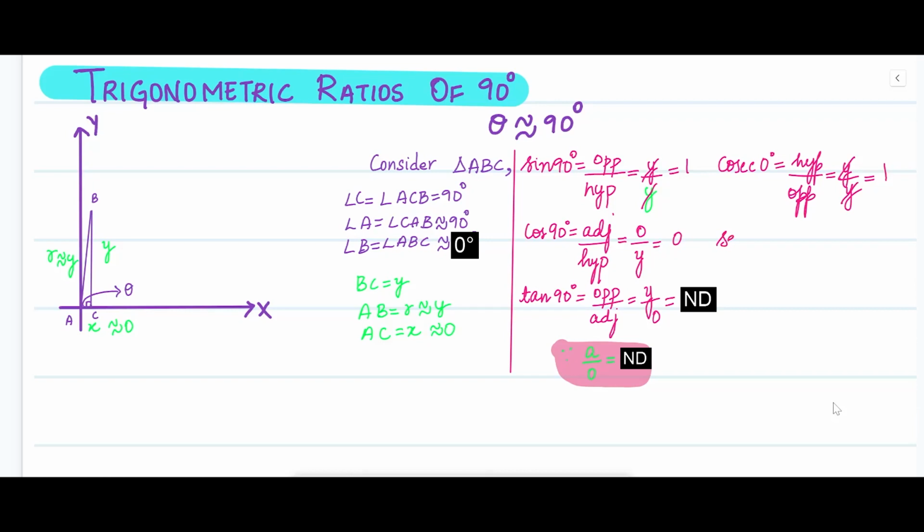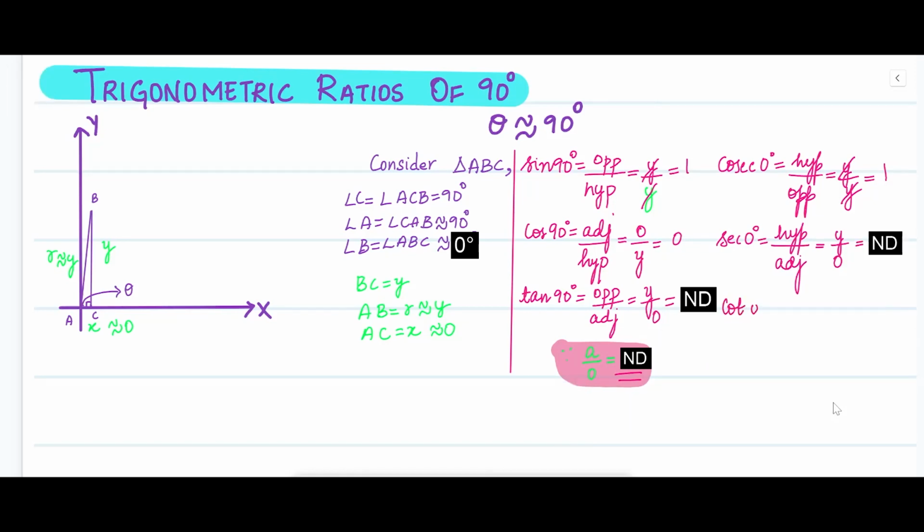Next one is secant 90 degrees, which has the ratio hypotenuse side divided by the adjacent side. So here we can see that secant theta is the reciprocal of cos theta. The hypotenuse side of the triangle is almost equal to y, and the adjacent side is almost equal to 0. So it will be y divided by 0. As I previously mentioned, any value divided by 0 is not defined. So therefore, y divided by 0 will also be not defined.